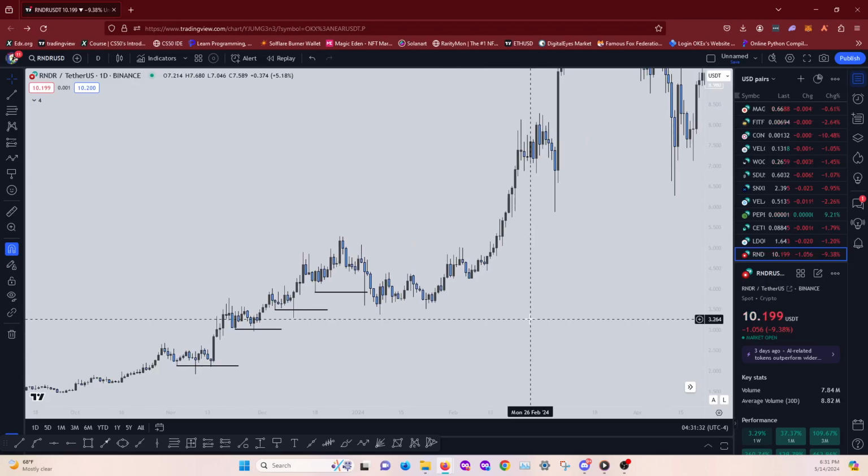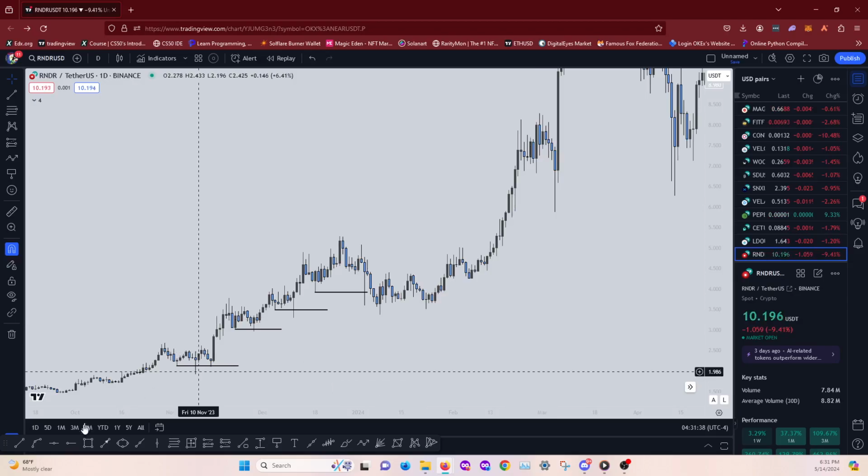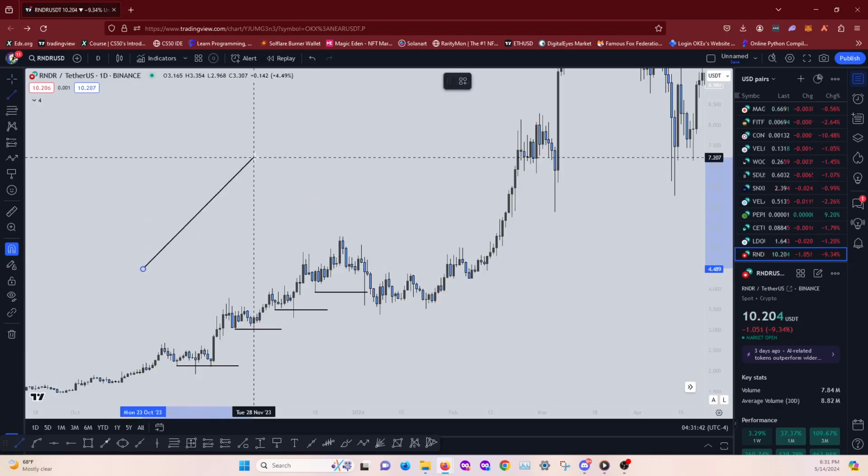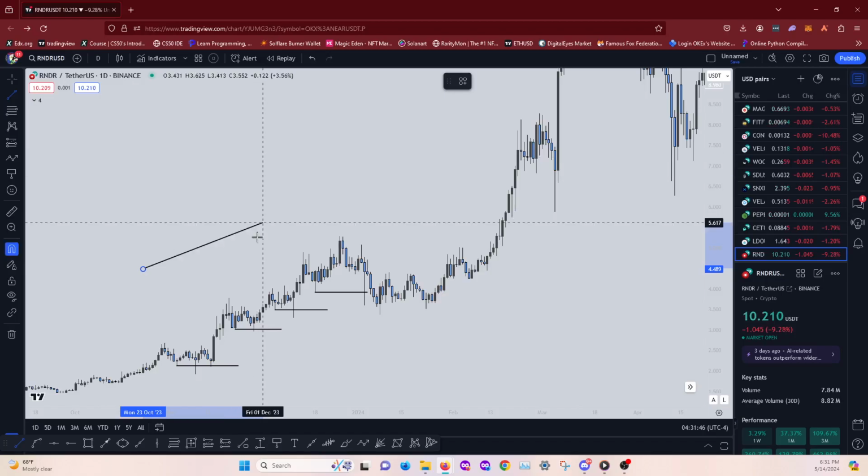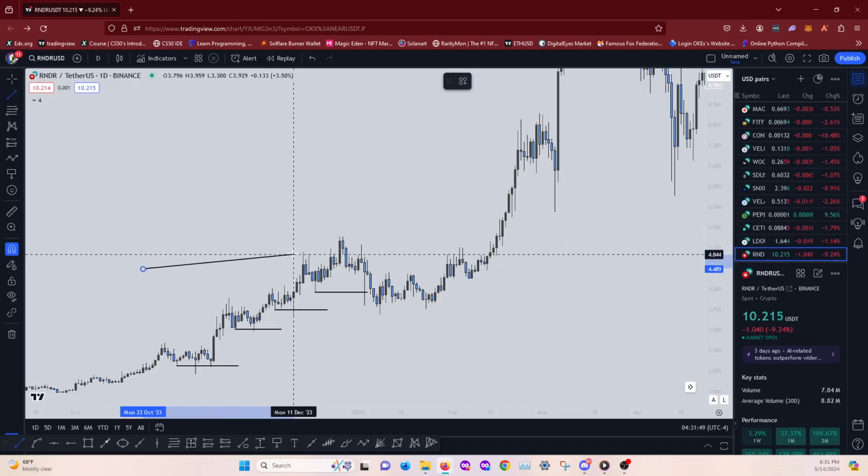Sorry, how do you make your trend line horizontal like that, by the way? You just hold shift. So obviously I've got my trend line. If I'm like this, if I hold down shift, it just straightens it. So if I'm going across and I hold shift, it just straightens it perfect for you.